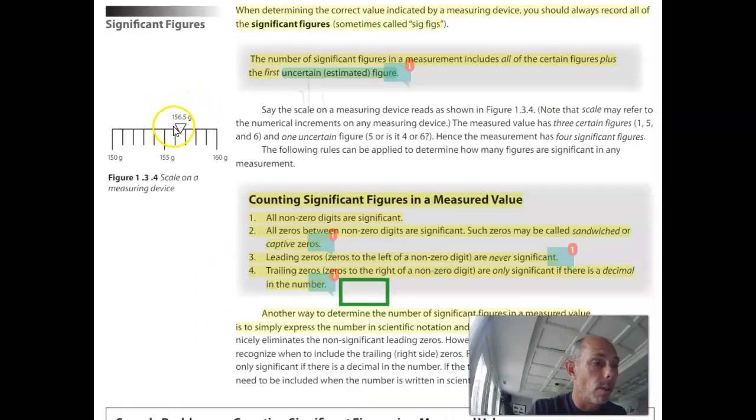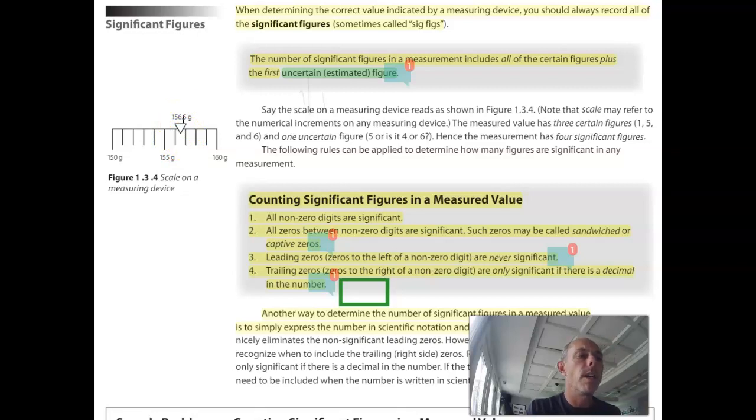So this number that's written, this value, has 4 significant figures. The first 3 are known. We know what the hundreds place is. It's 100 grams. We know the tens place. It's 150. We know the ones place. We are estimating the tenths place because that was not given to us. And that estimated digit, again, is a significant digit.